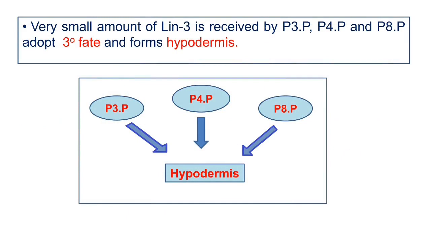As we already discussed, the remaining VPCs, that is P3P, P4P and P8P, adopt the tertiary fate and develop hypodermis, that is the external skin layer of the roundworm, because these three cells are present too far from the anchor cell. Hence they get a very small amount of Lin-3 protein from the anchor cell.